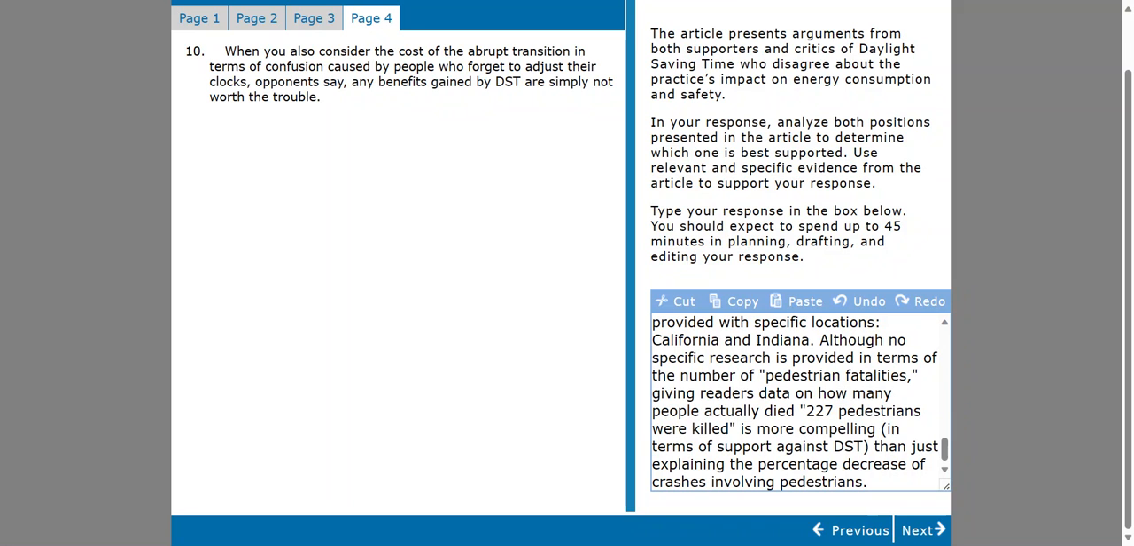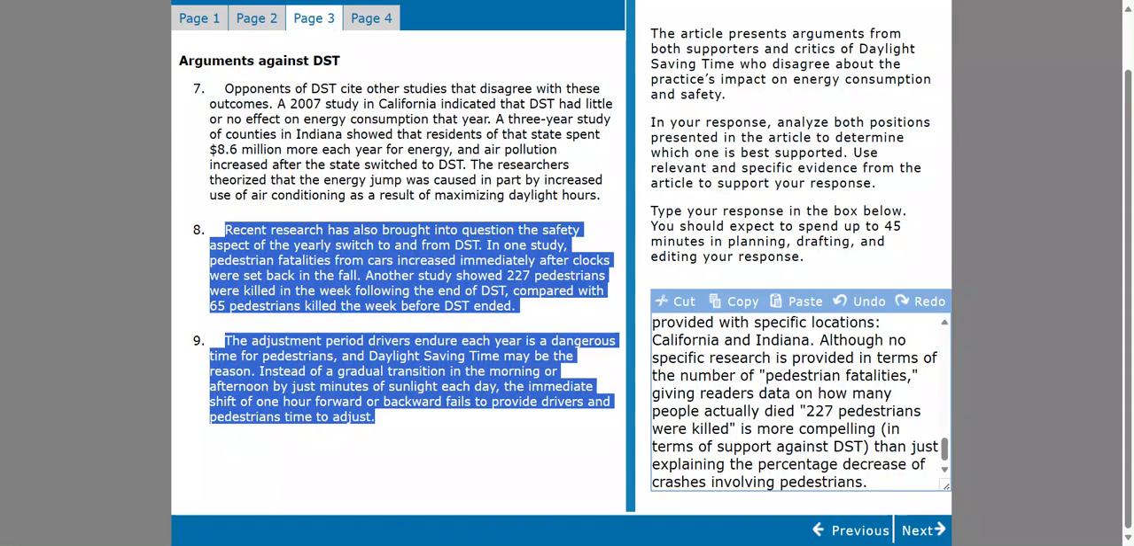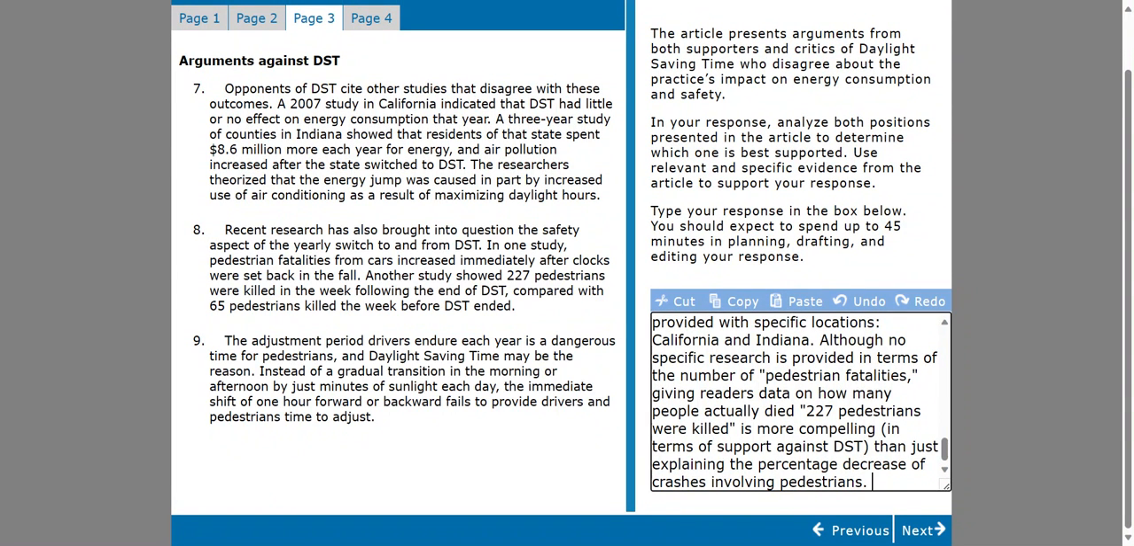When you also consider the cost of the abrupt transition in terms of confusion caused by people who forget to adjust their clocks, opponents say any benefits gained by DST are simply not worth the trouble. In this case, they gave some elaboration on the shock value of the pedestrian deaths and then elaborated on the experience of driving. And so I'm going to mention that in my next paragraph.